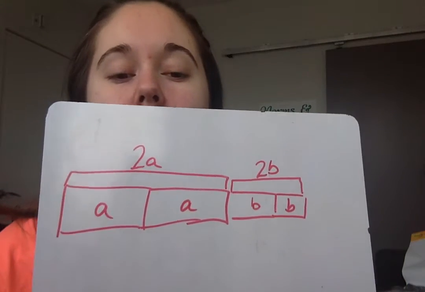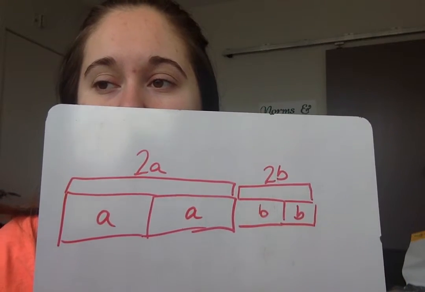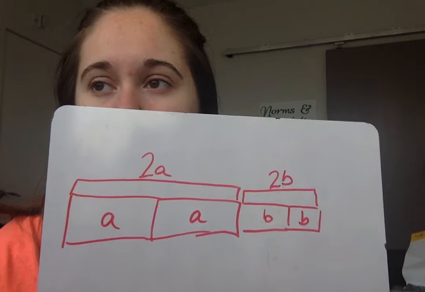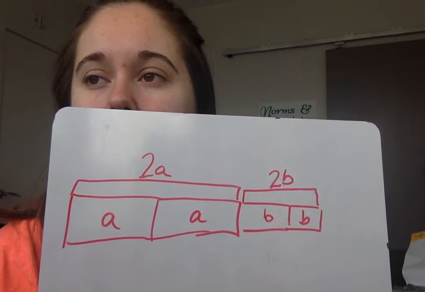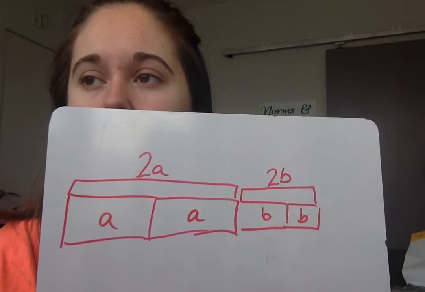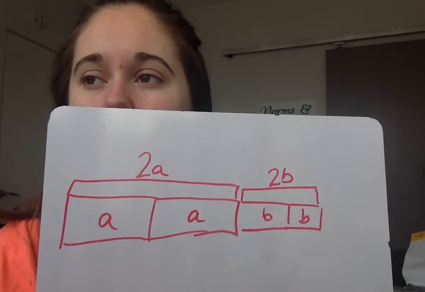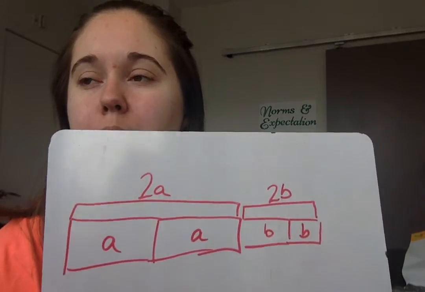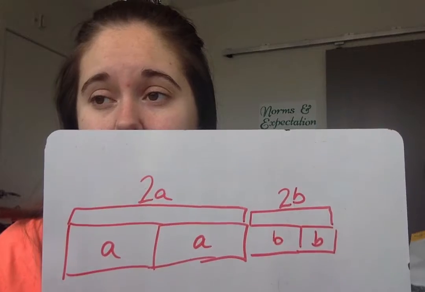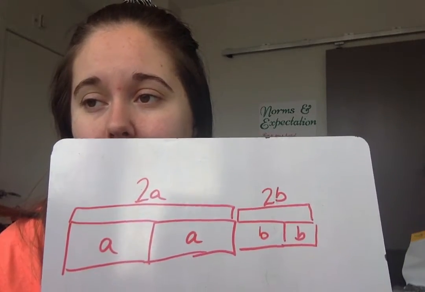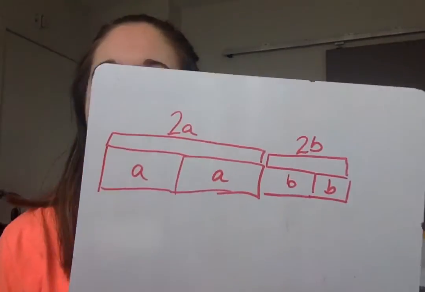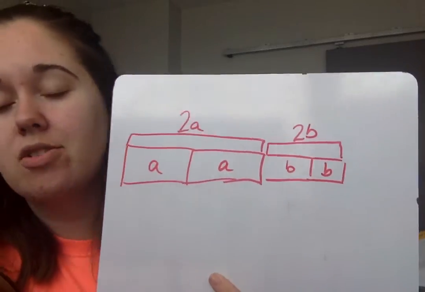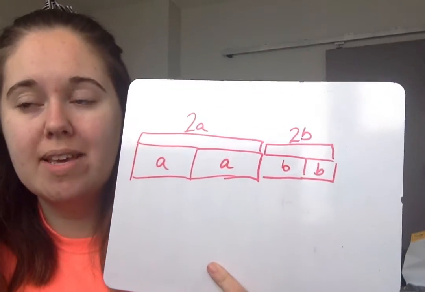So what does this model represent in words? This one is looking like this. So 2a means that there are two a's. So this is a plus a, and b plus b. So 2 a's plus 2 b's, or 2 times a plus 2 times b. Got a lot of different options. So what does 2a mean? That means there are 2 a's, or 2 times a. How many a's are in the model? 2. How many b's are in the model? 2.